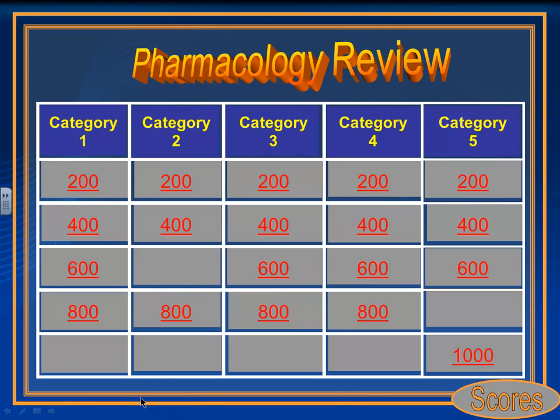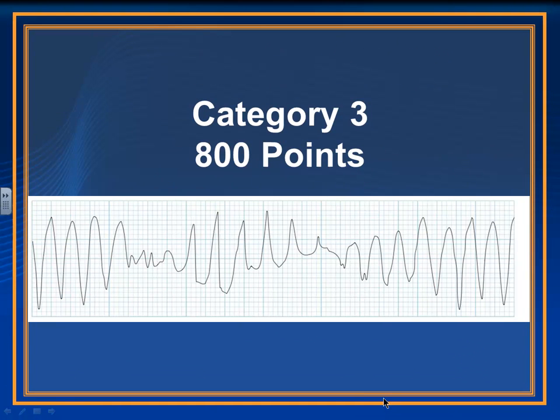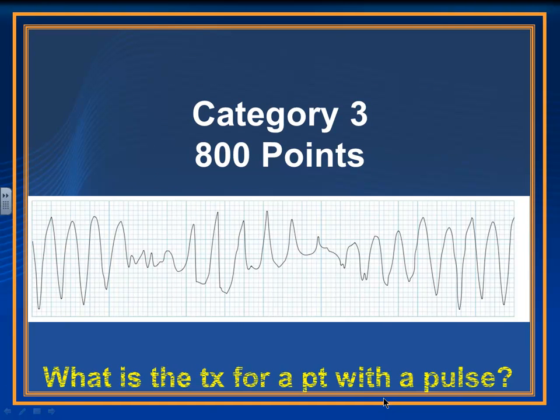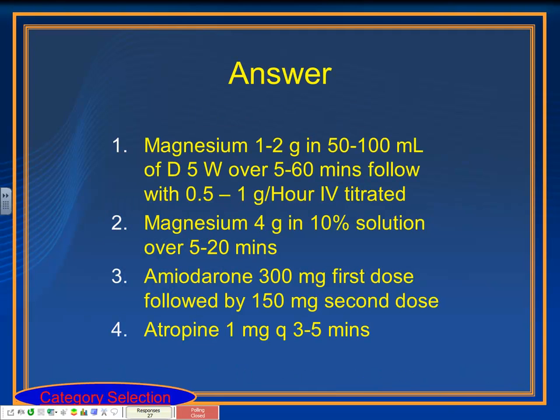All right. Who's next? Group 7? Category 3 for 800. What is the treatment for a patient who has a pulse? They have a pulse. Drive fast. What are we going to give them? Drive fast. That's right. High flow diesel is what Hayden's going to give them.